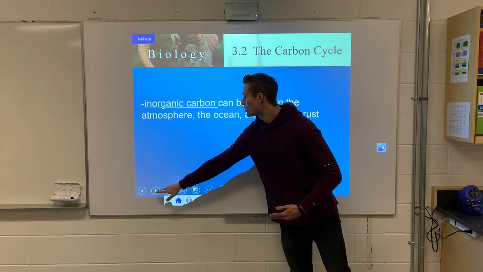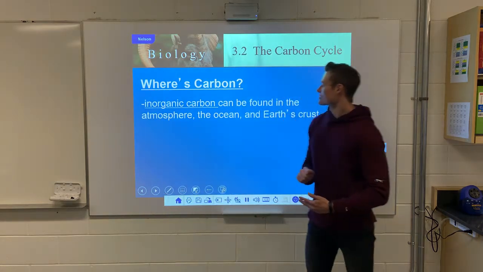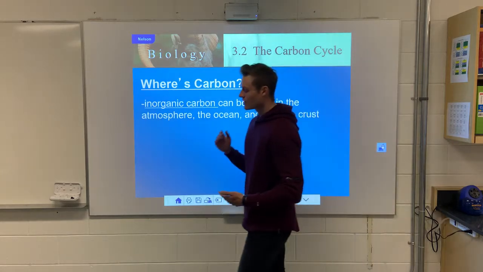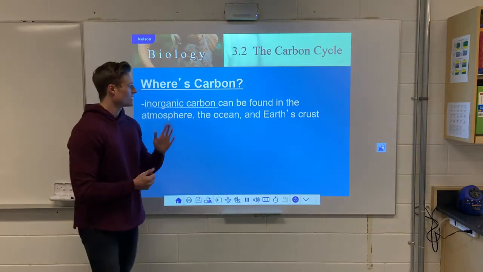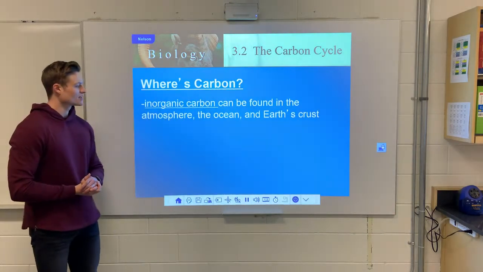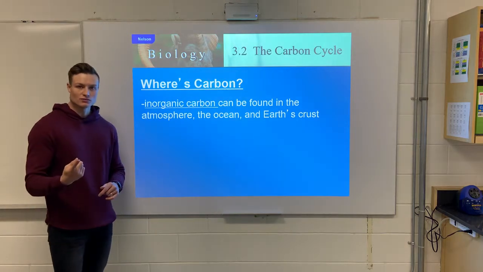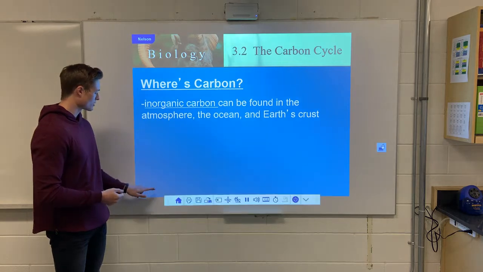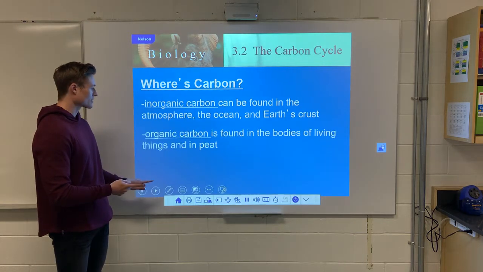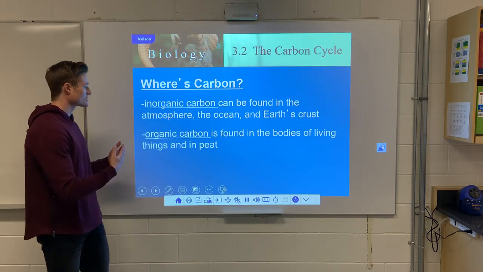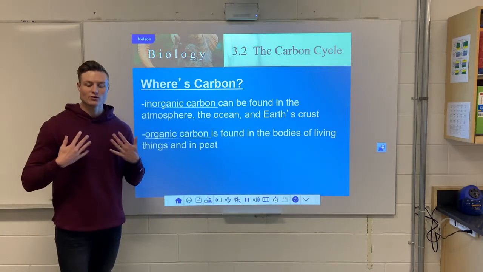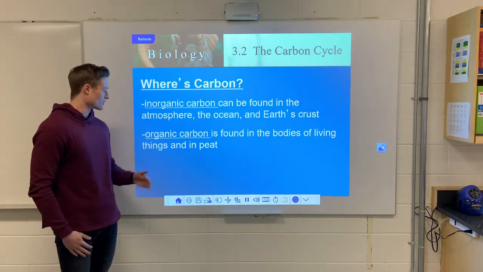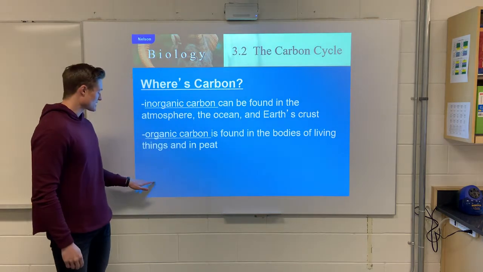Okay, now I want to move on to the carbon cycle. So where do we find carbon in our ecosystem? Well, we can find inorganic carbon in the atmosphere as CO2. We can find it in the ocean as well as CO2, and as well as in our Earth's crust. So this is inorganic carbon. We also find organic carbon in essentially the bodies of living things. So we right now have organic carbon inside of us. We're made of organic carbon. And it's also found in peat as well.